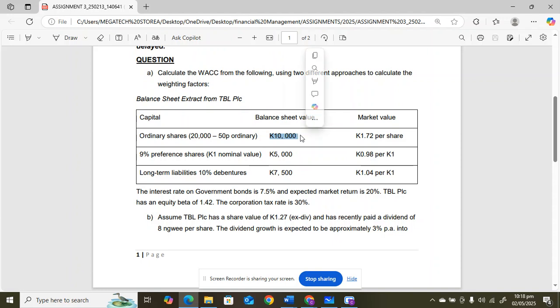So this was the money raised by selling shares, 10,000 kwacha. This is called the ordinary share capital. Okay. Now these shares on the securities exchange, they are trading for 1.72 kwacha. Okay, so basically what this means is if you want to buy shares for this company, you're now paying 172 ngwe.